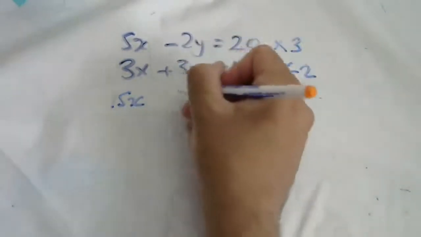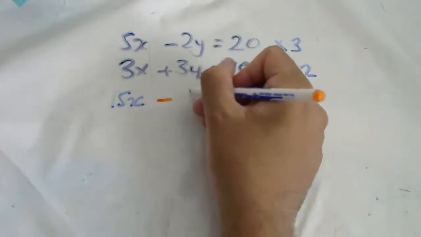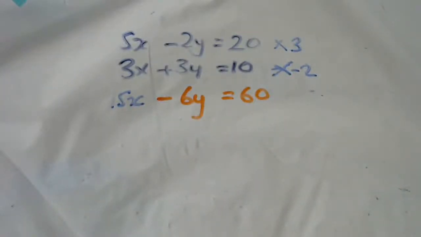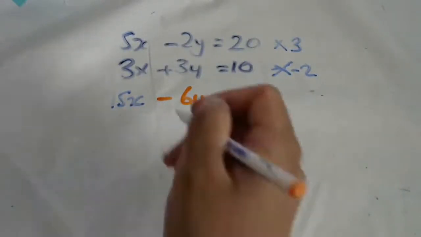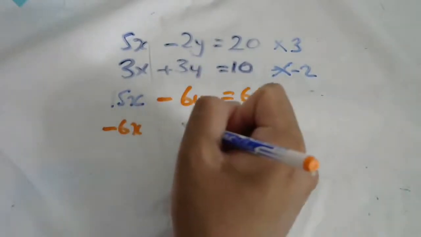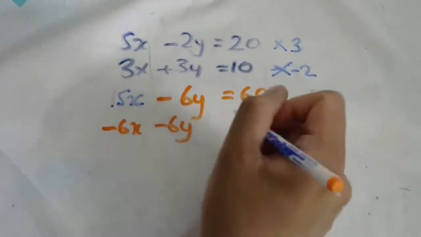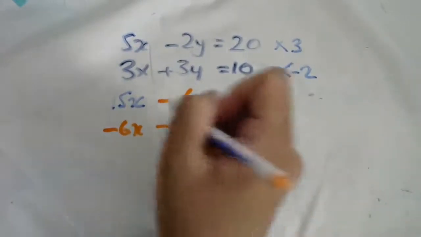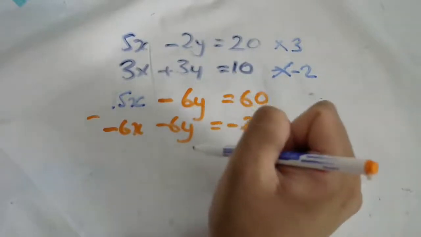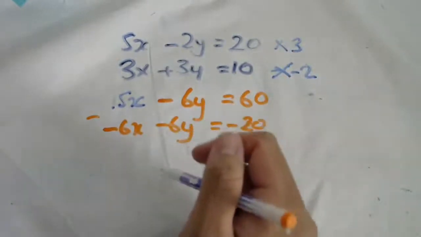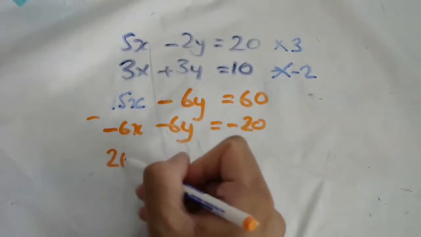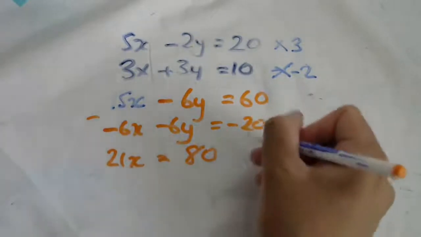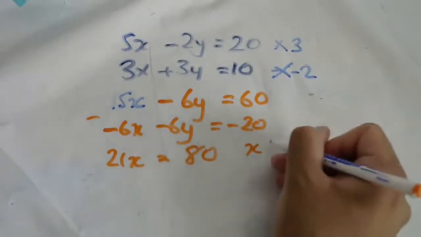15x minus, that's not bad, you know. 6y, that's far better. 60. Can you see that well? Yeah, you can. So that's done, right? The next one is minus 6x minus 6y equals minus 20. All right? They're both the same, so you're going to subtract. Yeah, we're going to subtract to cancel the y's. And what do you get? You get 21x equals 80. So yeah, it's going to be x is 80 over 21.